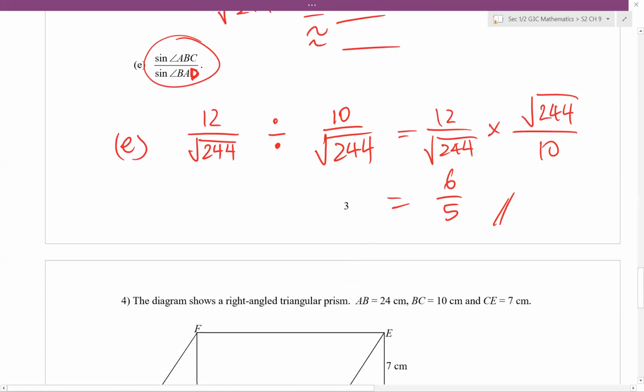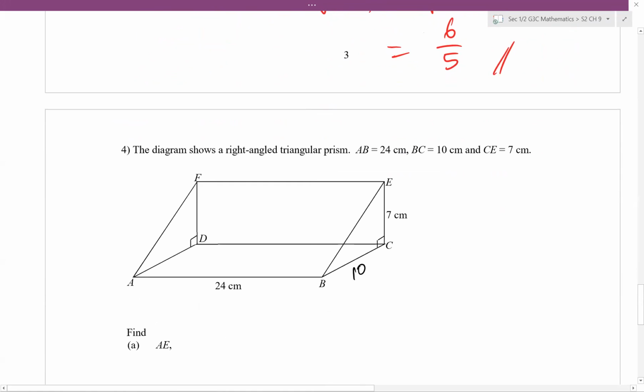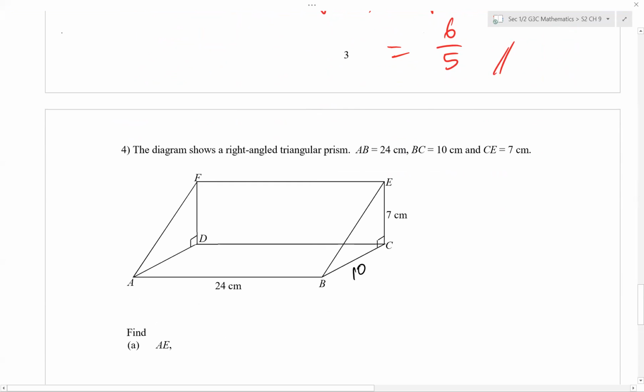Question 4, right angle triangular prism, and then the dimensions as shown. Find the length of AE. So AE, indicate on your diagram where AE is. To find this length, I need a right angle triangle for me to employ either Pythagoras theorem or trigonometry.